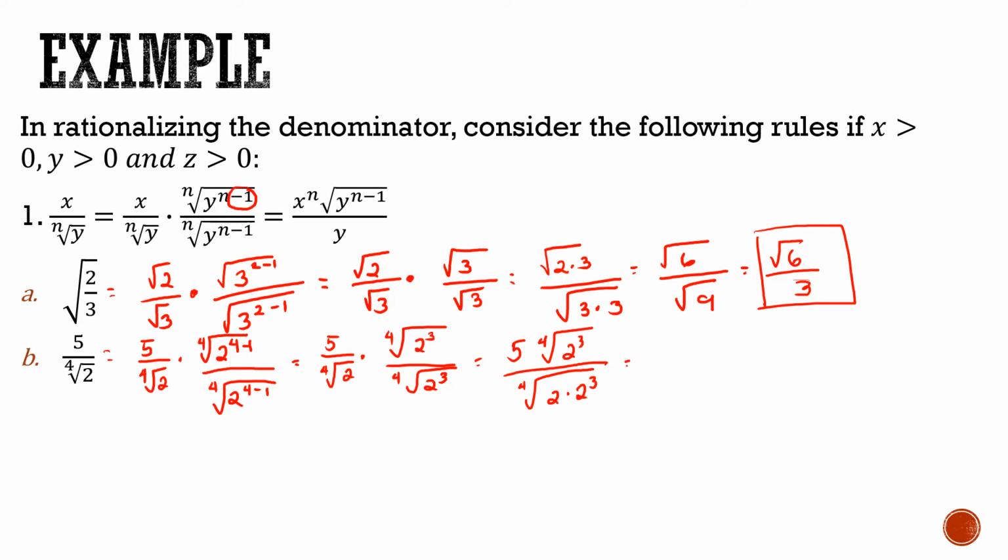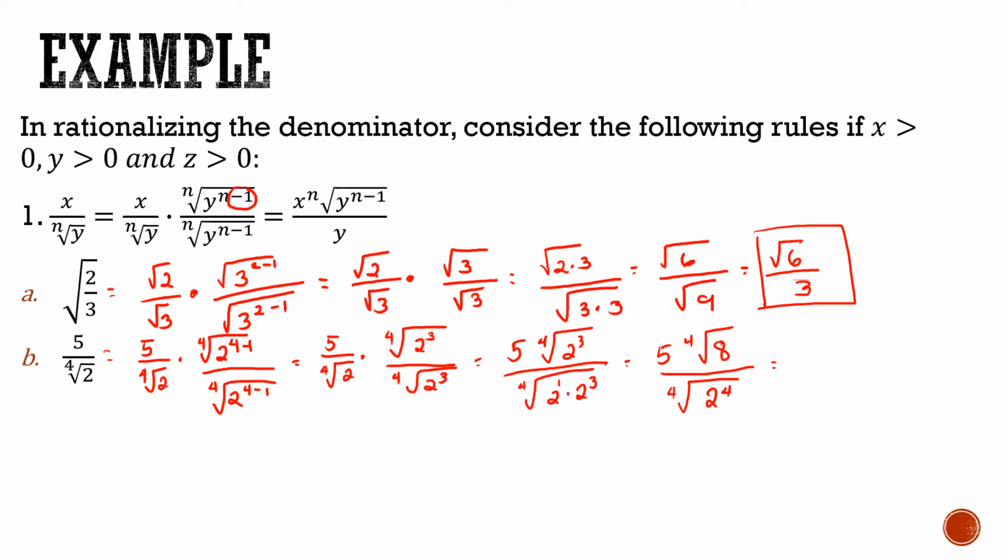So write 5 fourth root of... So 2 cubed is 8. Simplify 2 cubed over, we have the fourth root of 2 raised to the fourth power. Since we have an invisible 1 here as the exponent of 2, and since they have the same base, we will simply add the exponents.